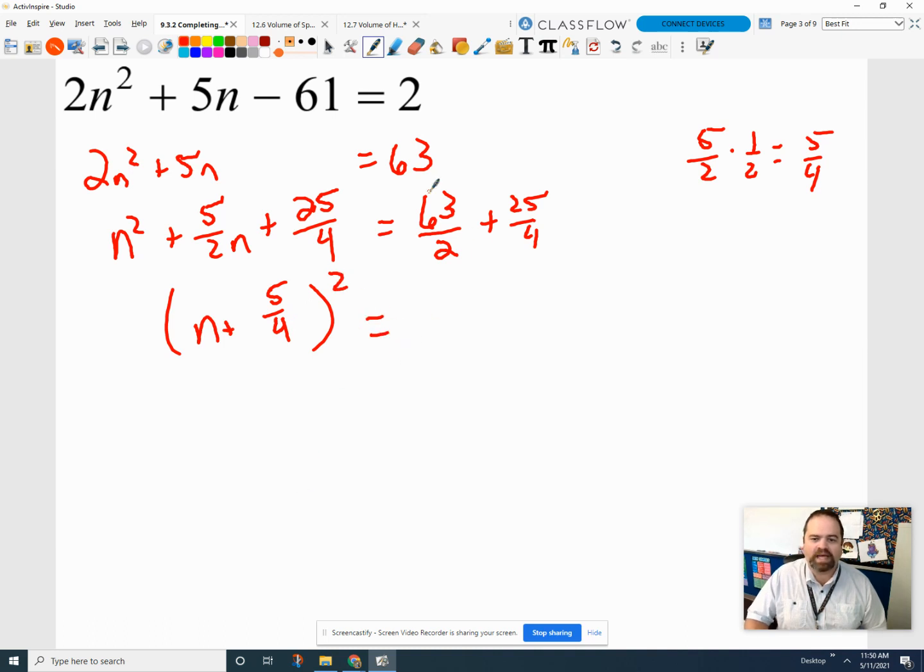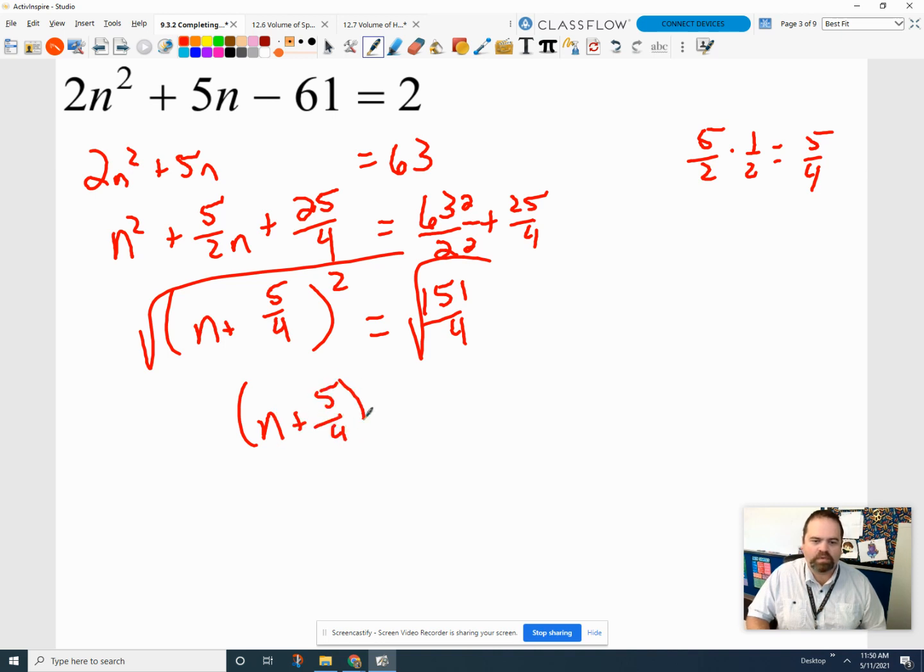On this right-hand side, I'm going to multiply top and bottom by 2 to make it have a denominator of 4. So that is 126 plus 25. 126 plus 25 is 151 over 4. Square root both sides. I know you guys are sick of this. You probably checked out a couple minutes ago, but I didn't need those parentheses. Plus minus square root 151 over 2. Where'd the 2 come from?